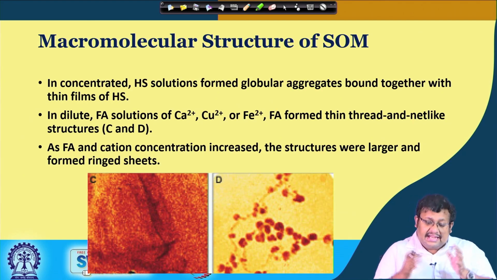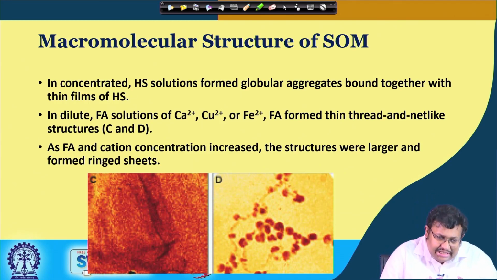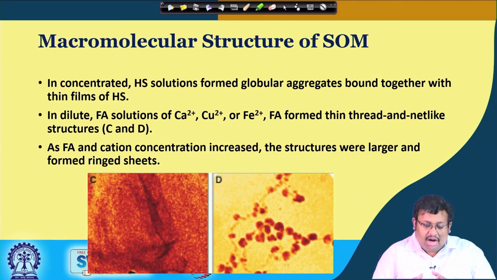So, this is another group of scientists, they have shown different structures of humic acid and fulvic acid and how they change for different concentrations of humic acid, fulvic acid, and also due to the presence of certain cations.